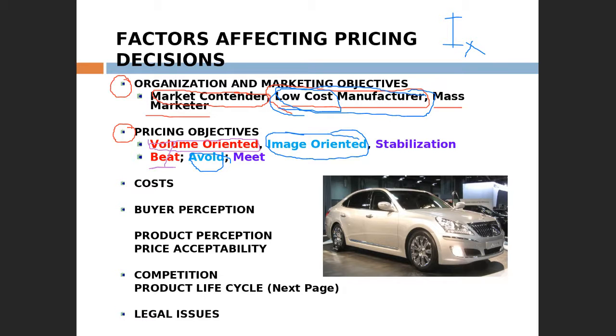Finally, you have the last objective, which is stabilization or status quo. This was the last objective that we saw. If that is your pricing objective, then your pricing decision should be to meet the competitors' prices. So volume-oriented, beat the competitors' prices, beat in terms of lower prices, sorry. If it's image-oriented, avoid the competitors' prices. If stabilization is your objective, then you meet or match the competitors' prices.